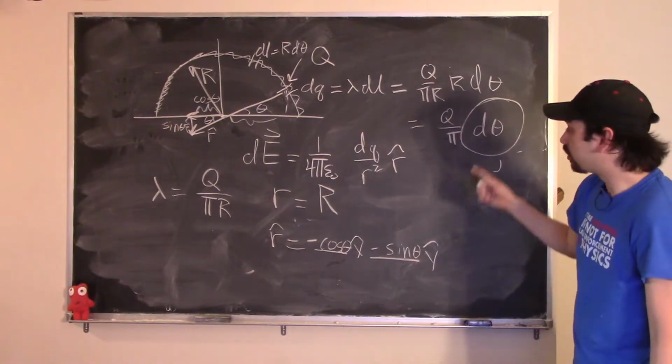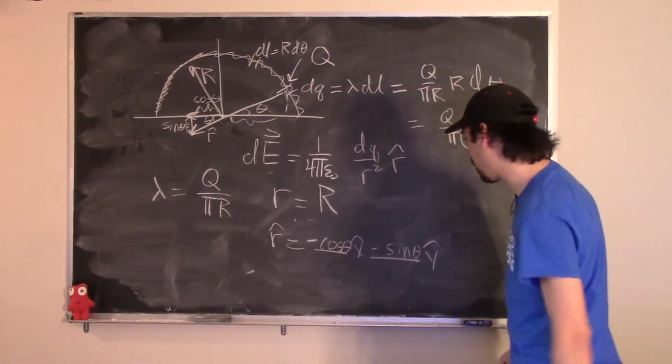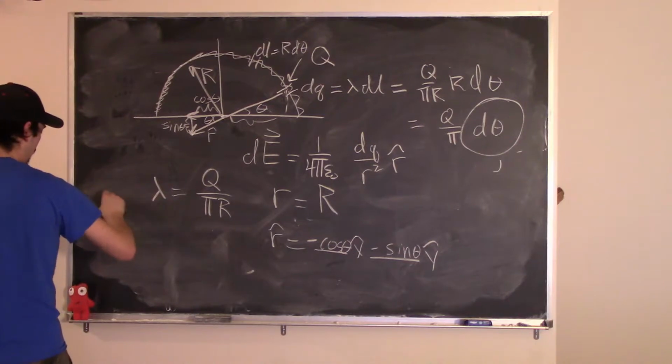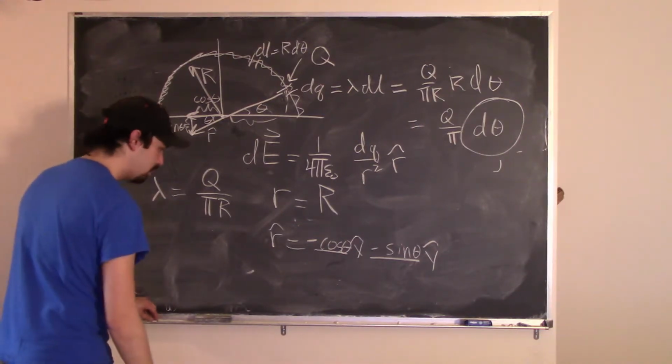Okay, so let's plug everything in here and then turn the crank. And so what we see then is that the E vector, need another piece of chalk.